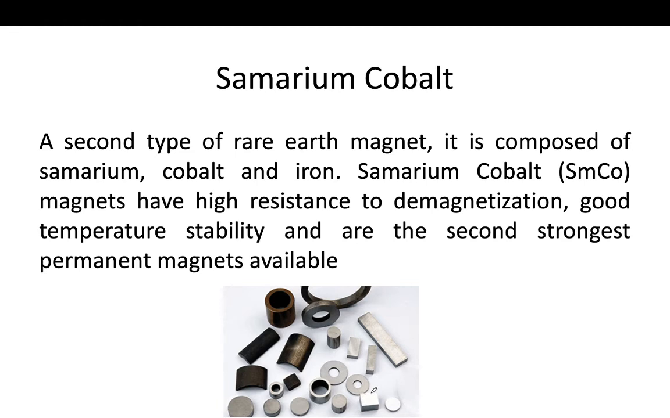Another one is samarium cobalt. This is the second type of rare earth magnet. It is composed of samarium, cobalt, and iron. They have high resistance and good temperature stability. And when we talk about permanent magnets, these types of materials are used to form permanent magnets.